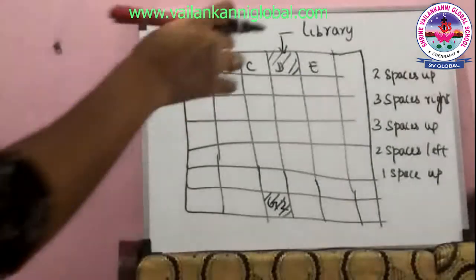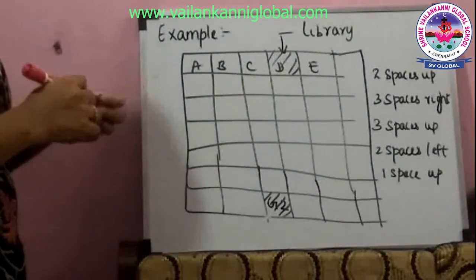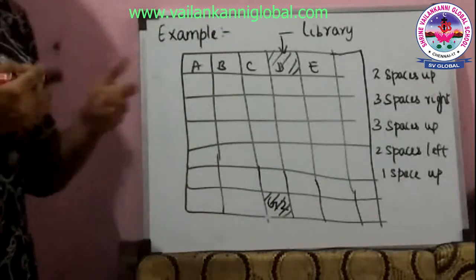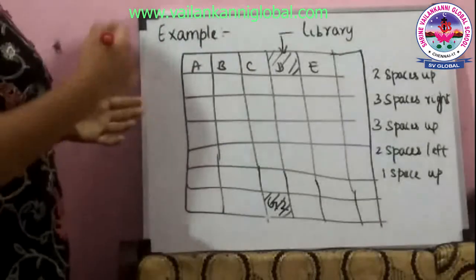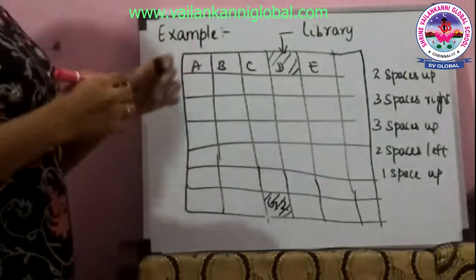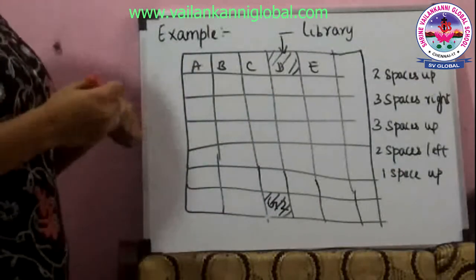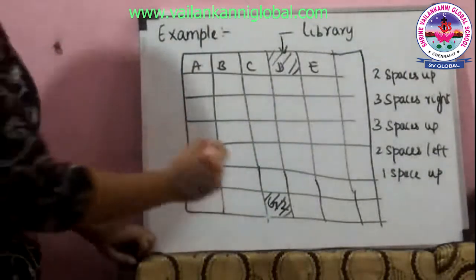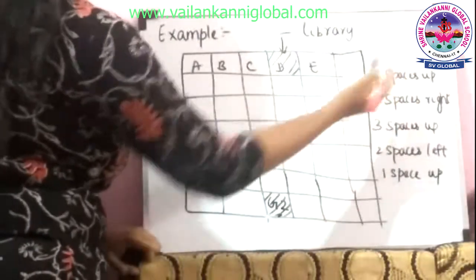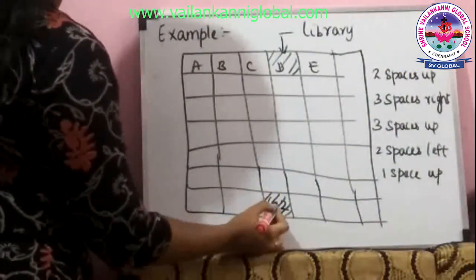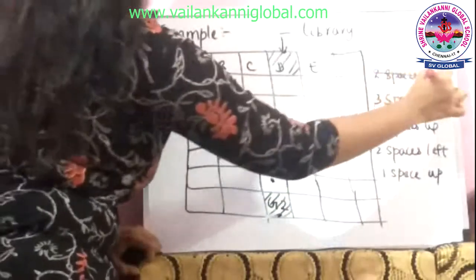Let me give you one example. Your class grade 2 is over here, and some unknown person is asking you how to reach the library. You will not go along with them and take them to the library. Instead, you can give them directions. So your classroom is here, grade 2. You can tell like this: 2 spaces up. 2 spaces up means from here 1, 2. So this instruction is over.